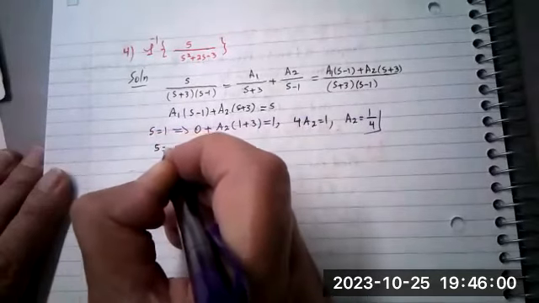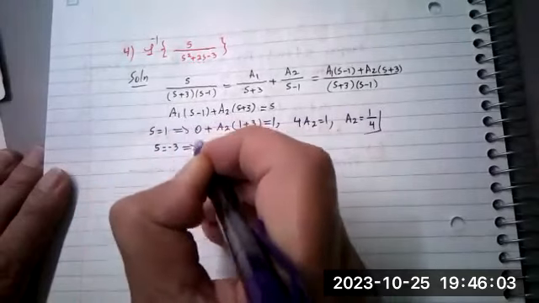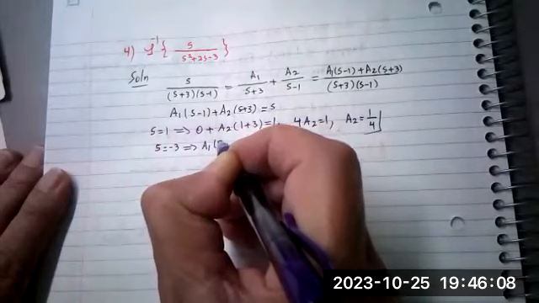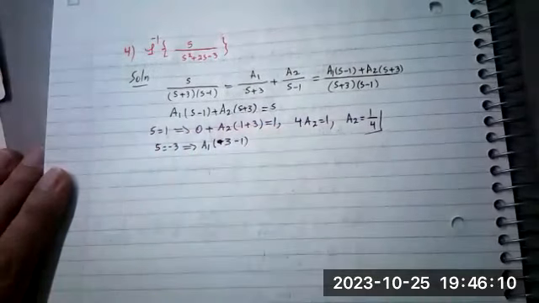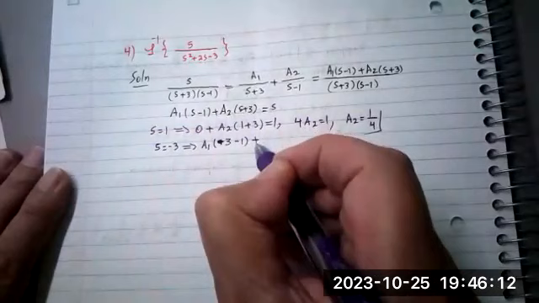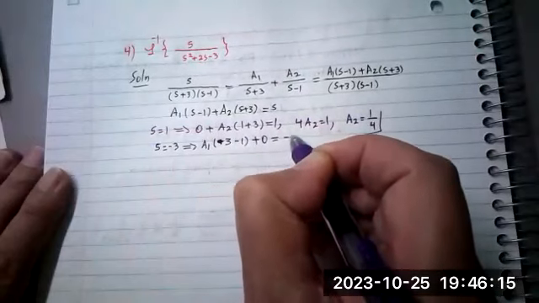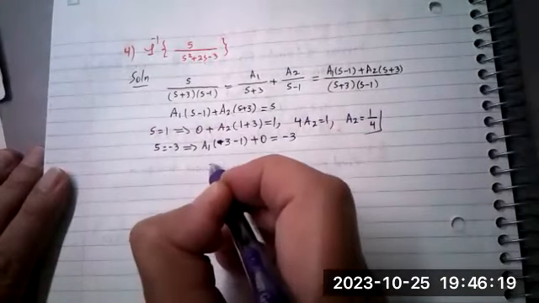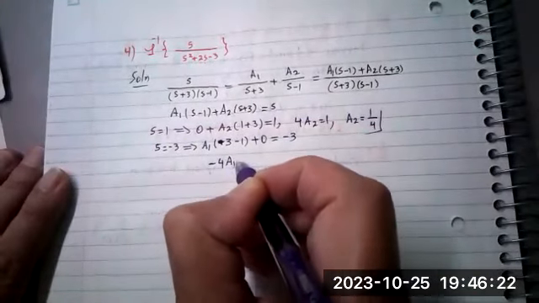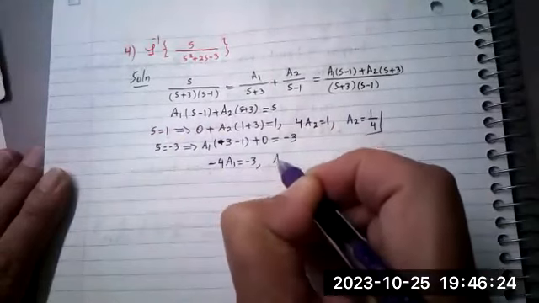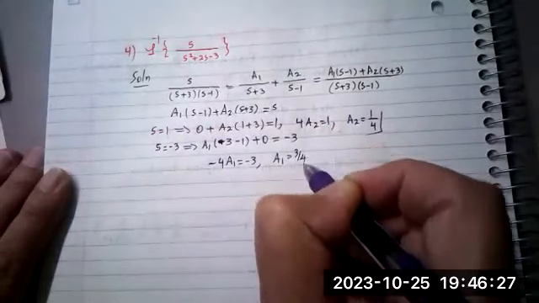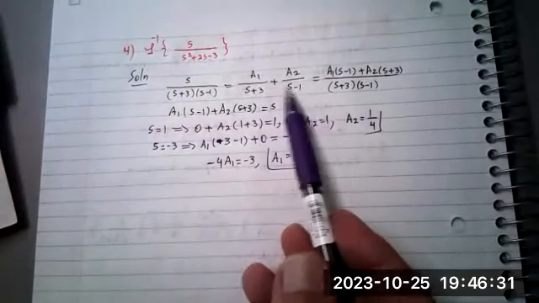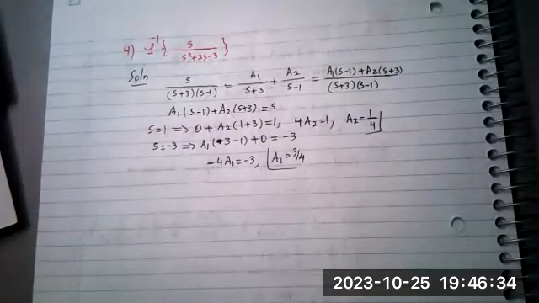S equal to -3. So you have to apply to the first part, A1, -3 minus 1. The second part would be 0, equal to the S, which is -3. -3 minus 1 would be -4. -4 A1 equal to -3. So A1 would be 3/4. So we go back, you break it into two easy integrals, and you upgrade it.